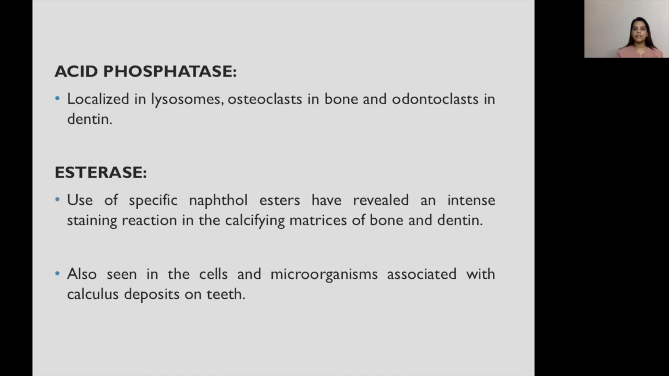Then there are acid phosphatase and esterases. Acid phosphatase is localized in lysosomes, osteoclasts in bone, and odontoclasts in dentine. And for esterase, the use of specific naphthol esters has revealed an intense staining reaction in calcifying matrices of bone and dentine. They are also seen in cells and microorganisms associated with calculus deposits on teeth.